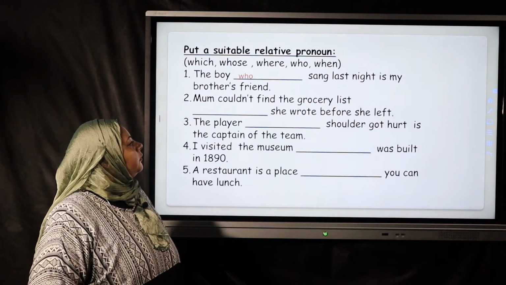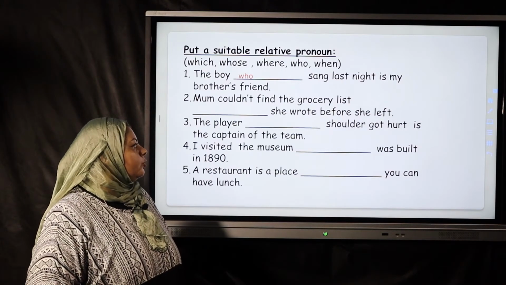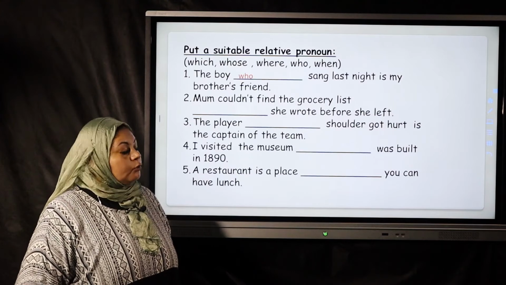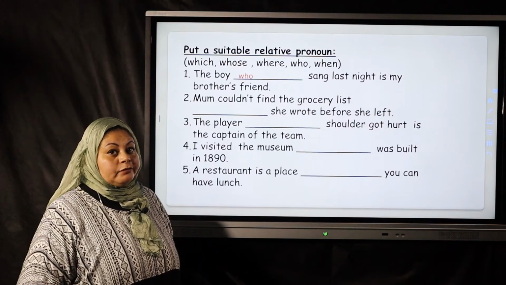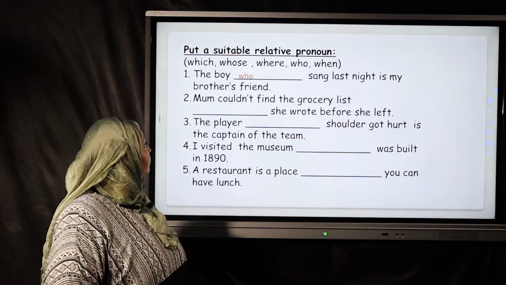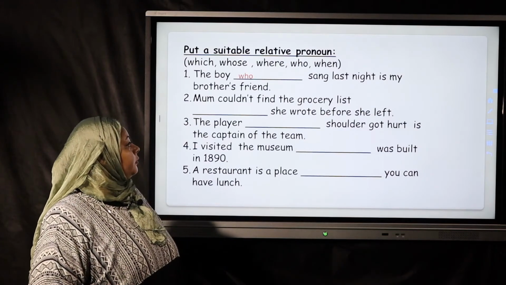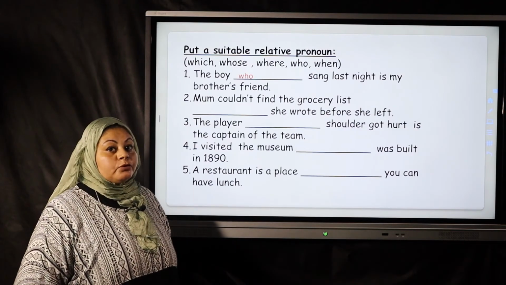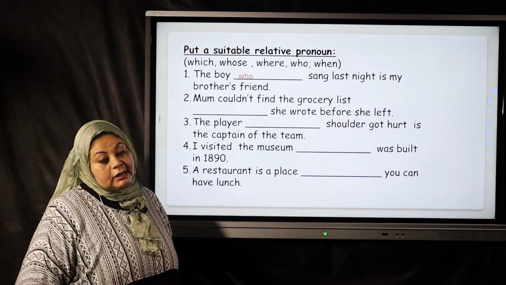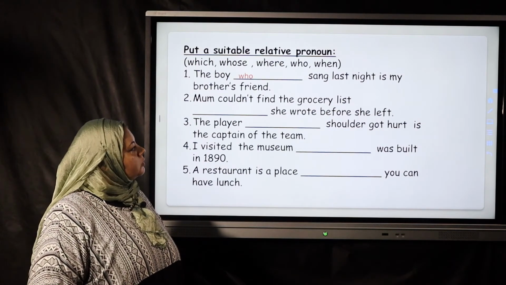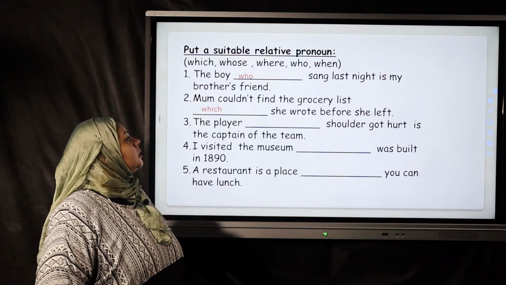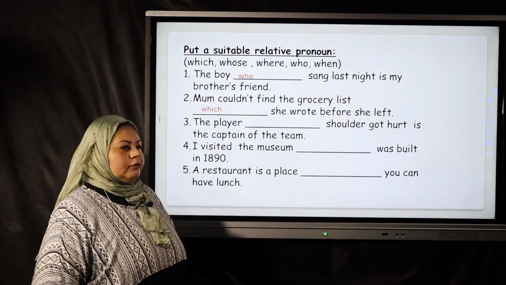Mom couldn't find the grocery list she wrote before she left. I always write a grocery list and leave it before going to the supermarket. My mom couldn't find the grocery list, so I'm talking here about the grocery list. It's a thing, so I'll use "which": she wrote before she left.